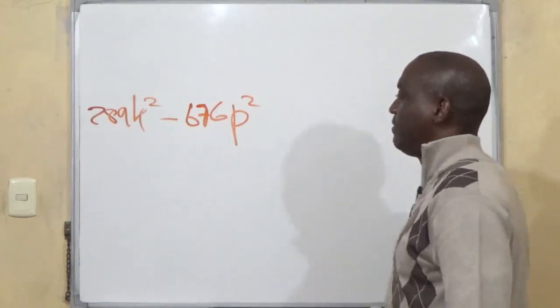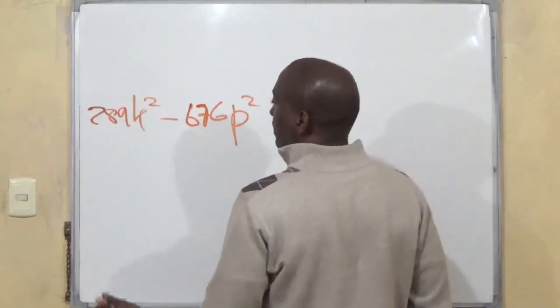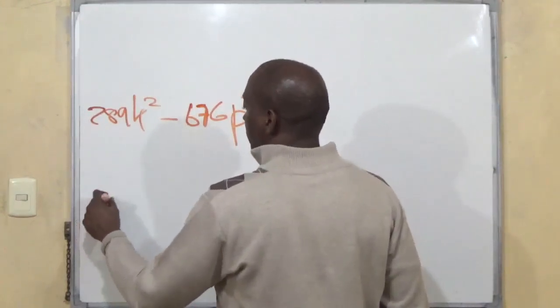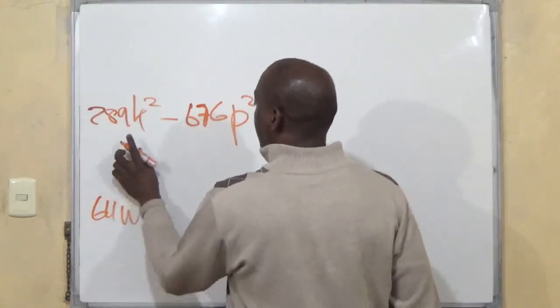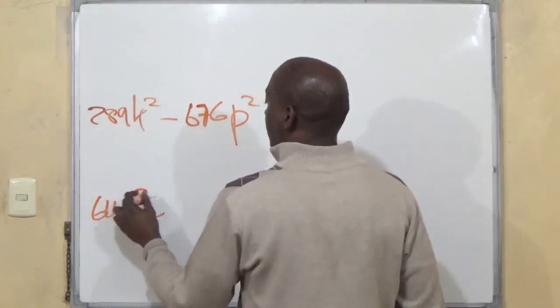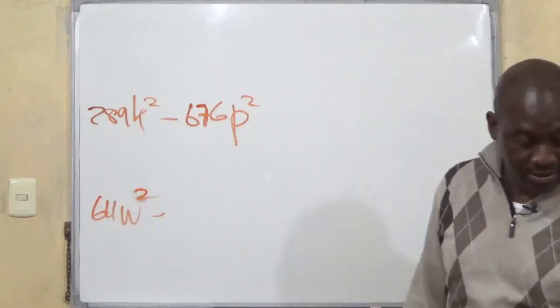They will probably give you something like, let me say, 64w squared minus... 29 squared is what?